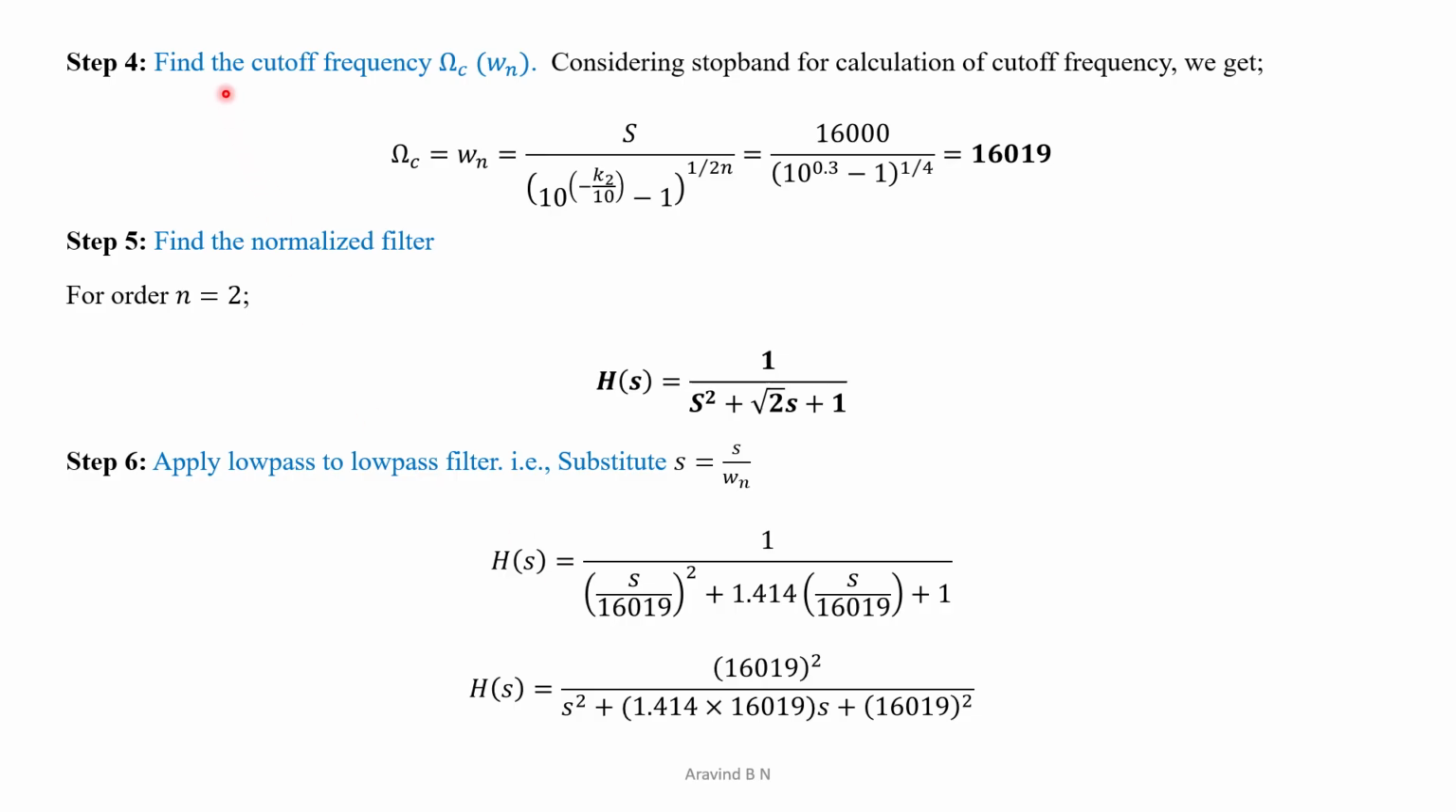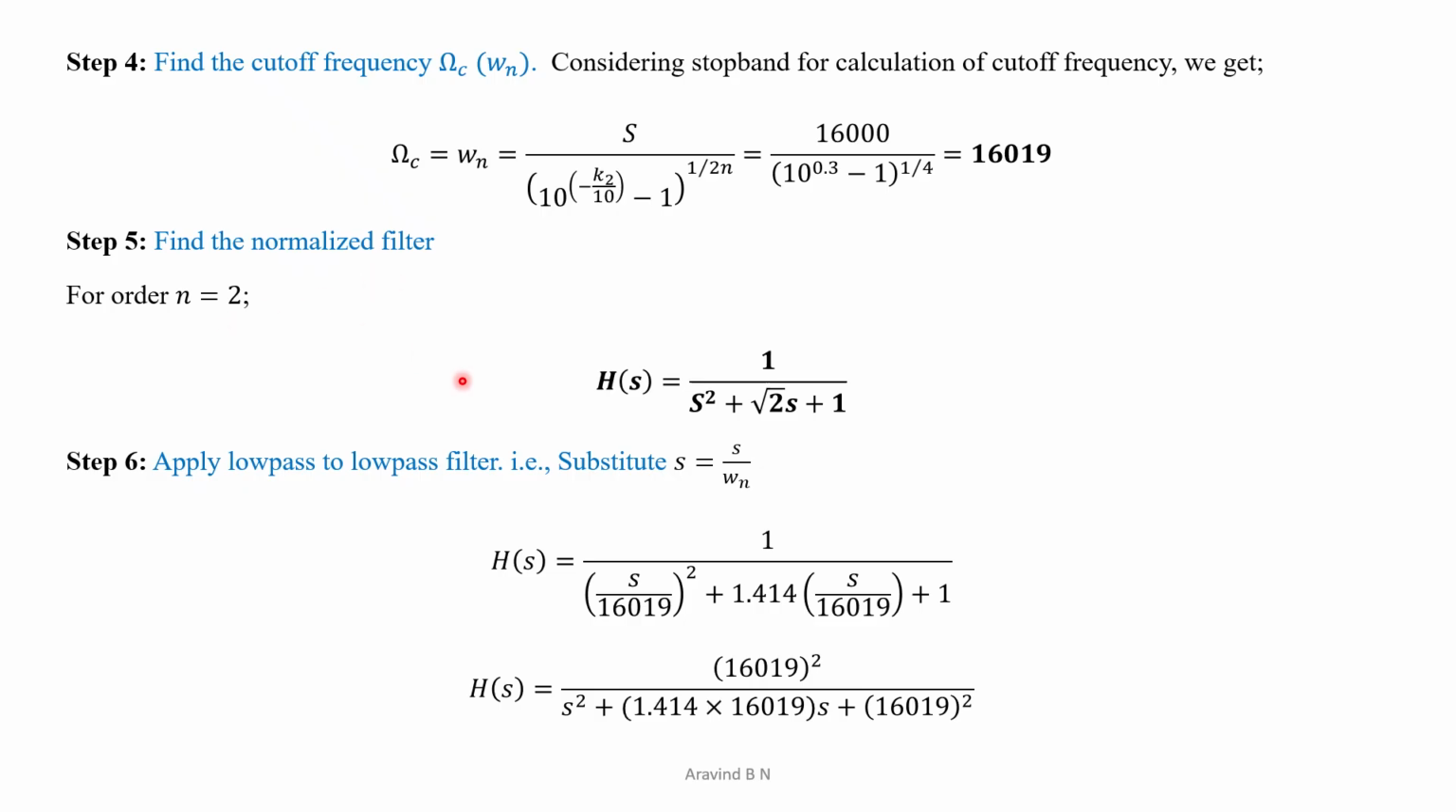Now let us find the cutoff frequency omega c, or somewhere it is also referred to as omega n. So we are going to consider the stop band specification in order to calculate the cutoff frequency. Therefore, S is going to represent the stop band specification, and this is the formula to calculate the cutoff frequency. By substituting and solving, we are going to get the cutoff frequency as 16019.